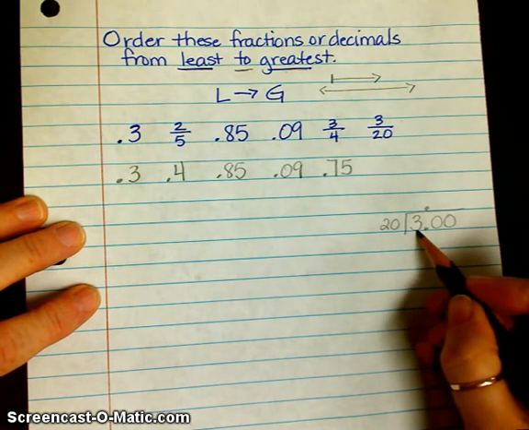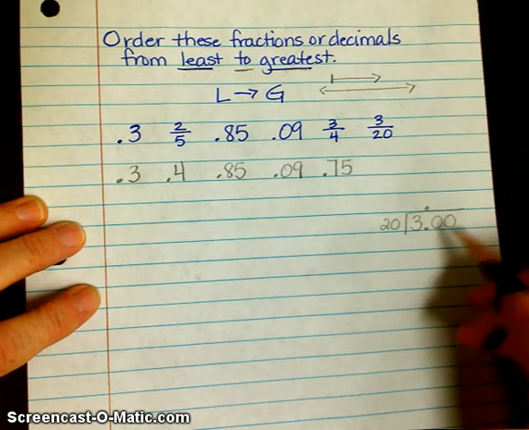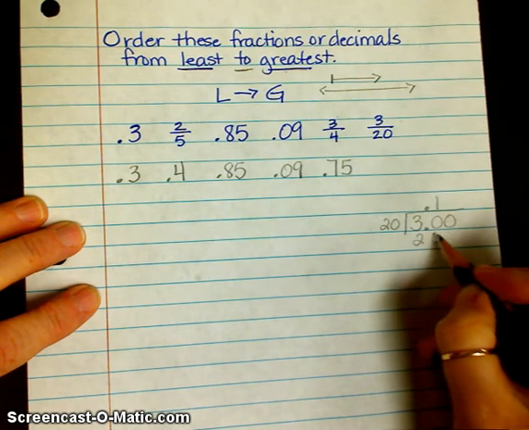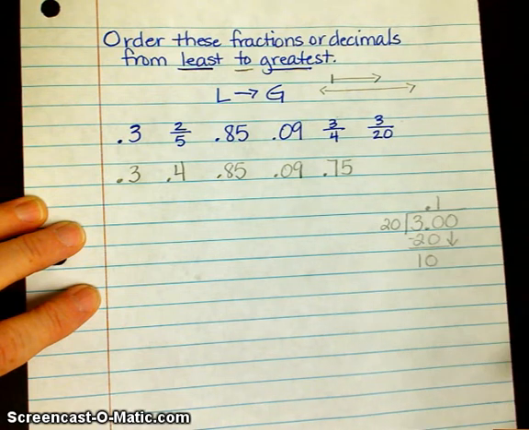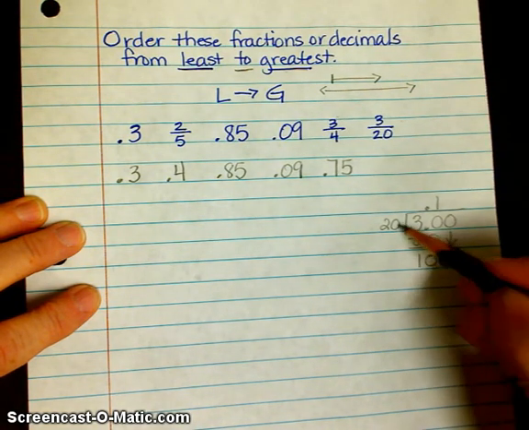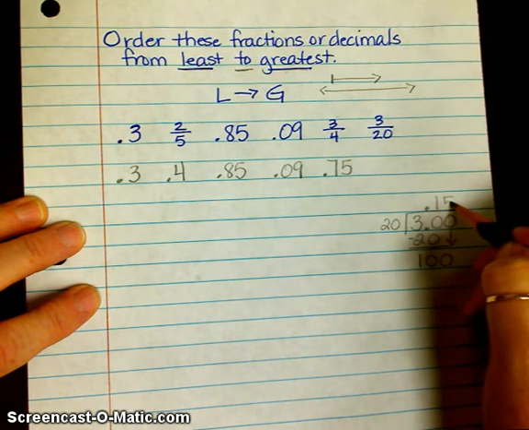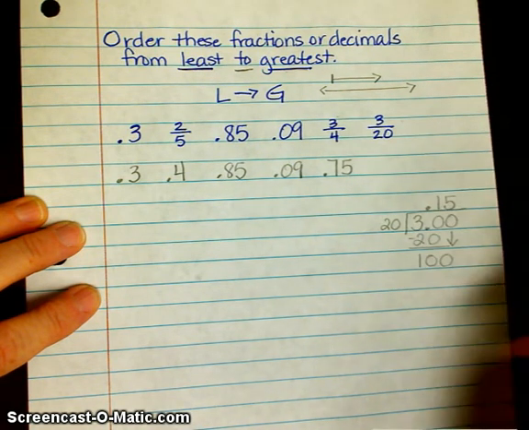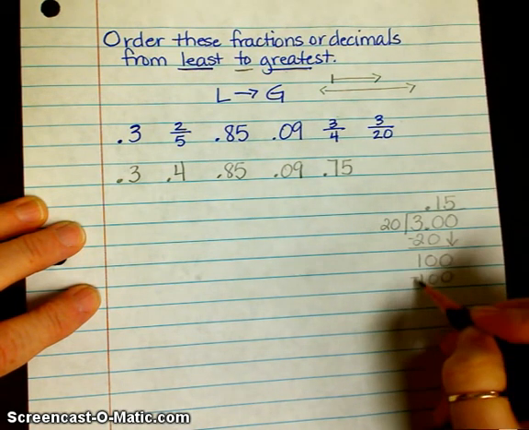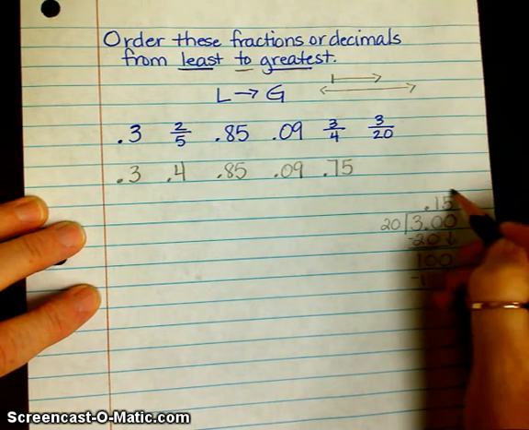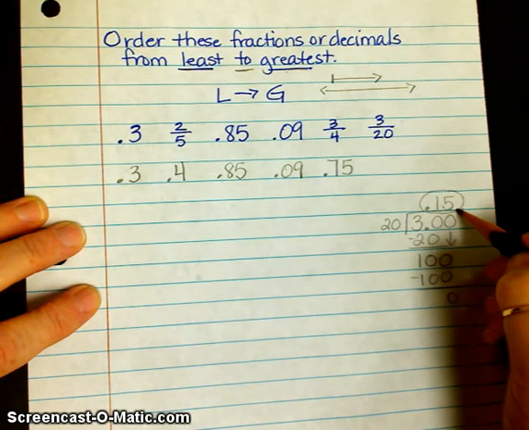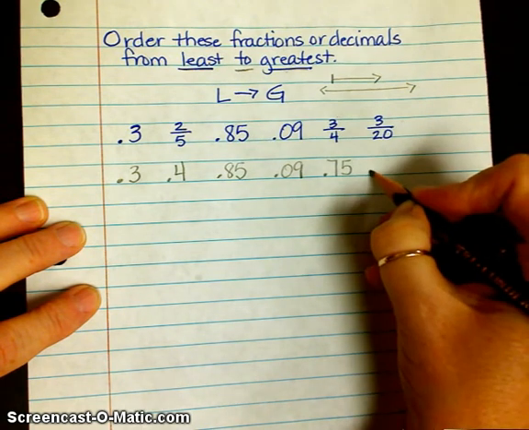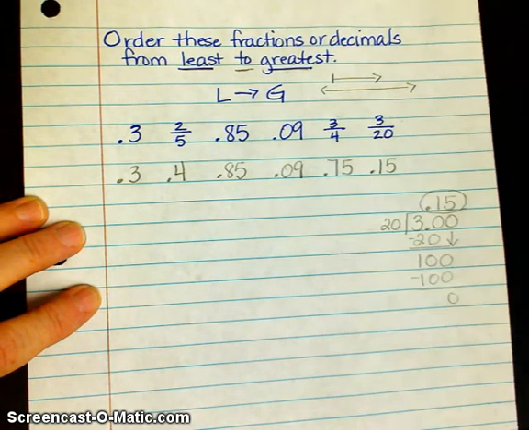20 does not go into 3, but 20 does go into 30 one time. That gives me a remainder of 10. Then I bring down that next 0 and I have 100 now. I know that 20 goes into 100 5 times. That's 100 with a 0 remainder. So my equivalent, which means equal, my equivalent decimal to 3/20 is 0.15.